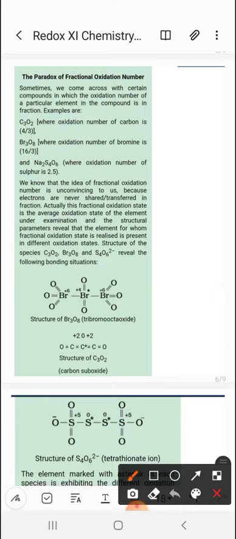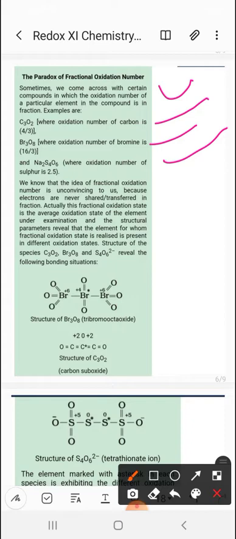Now sometimes we come across compounds in which the oxidation number of a particular element is a fraction. Examples are C3O2, where the oxidation number of carbon is 4/3, Br3O8, where the oxidation number of bromine is 16/3, and Na2S4O6, where the oxidation number of sulfur is 2.5. Sometimes there are also compounds where the oxidation state is greater than its valency. Here I am discussing the paradox of fractional oxidation number, and then I will come to those compounds where the oxidation number exceeds the valency.